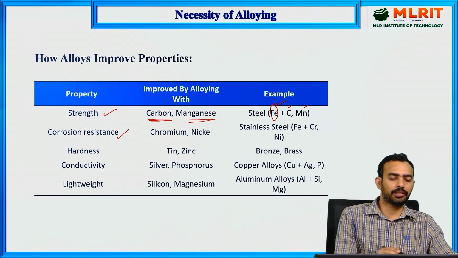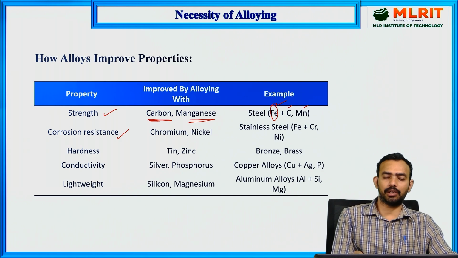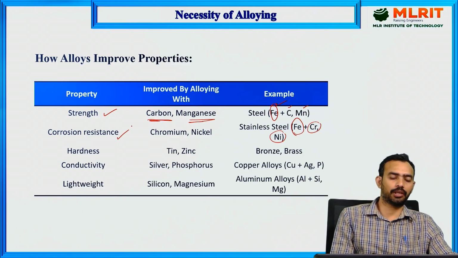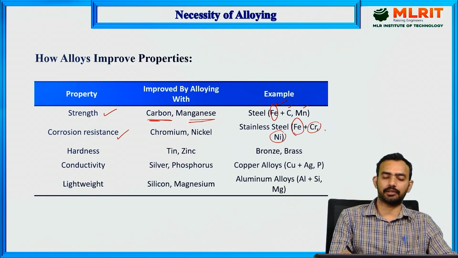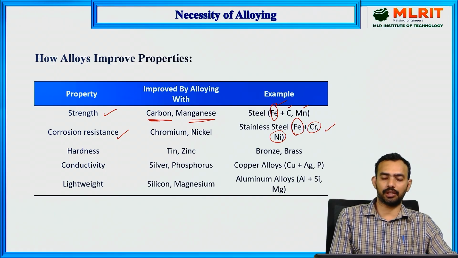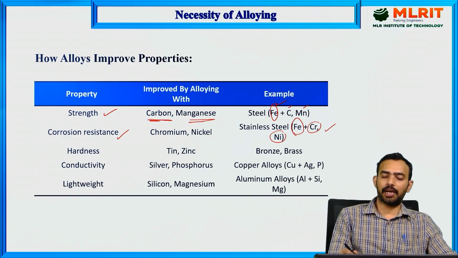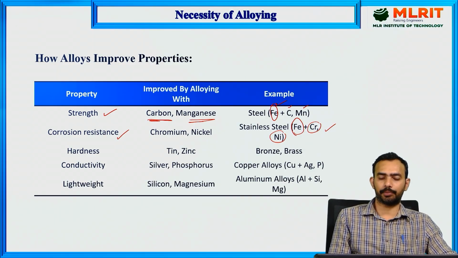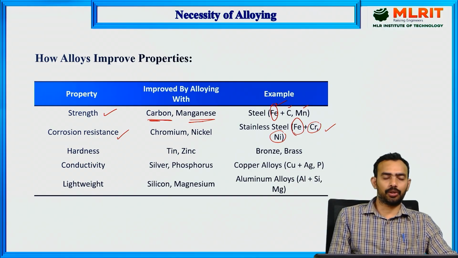Then corrosion resistance. Similarly, if we take the same case of iron, by adding chromium and nickel, two substances, we can improve the corrosion resistance, and that material we call stainless steel. Stainless steel will have carbon as a primary alloying element, and in addition to that, more chromium and nickel will be present in the steel in order to improve the corrosion resistance of the iron.